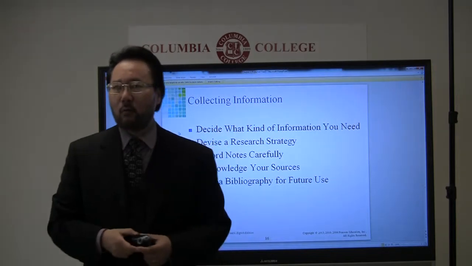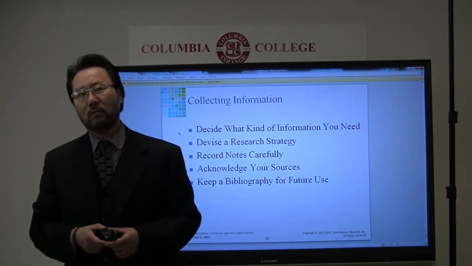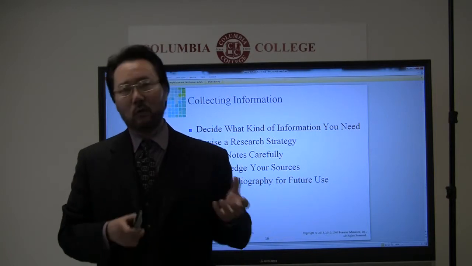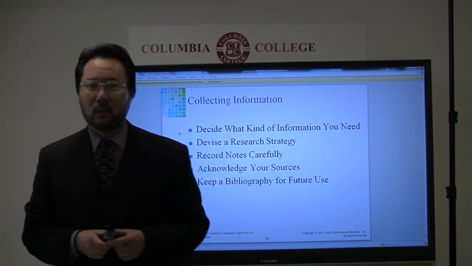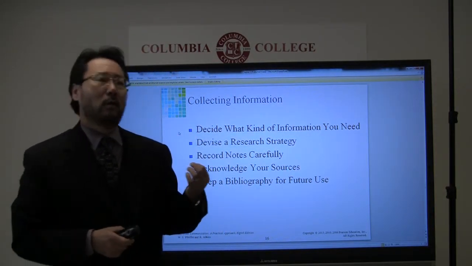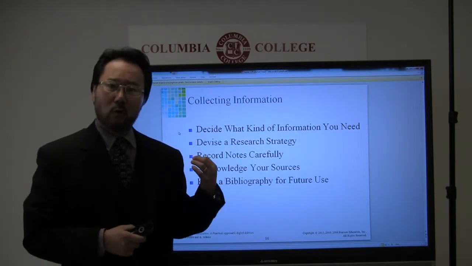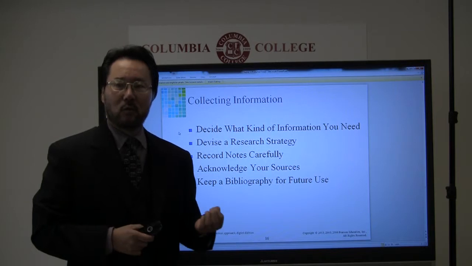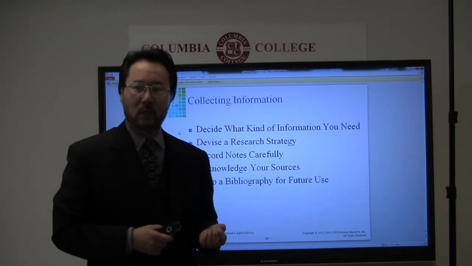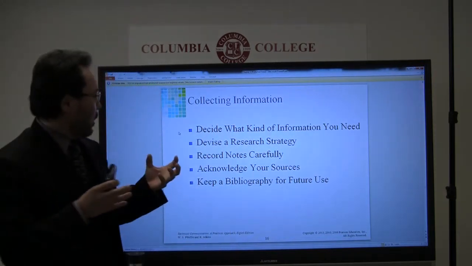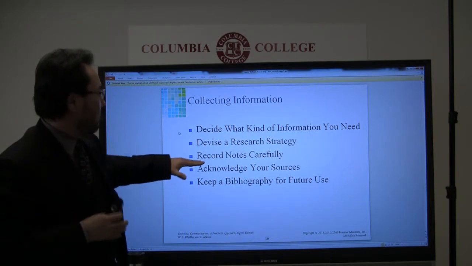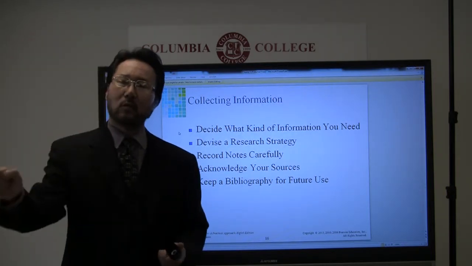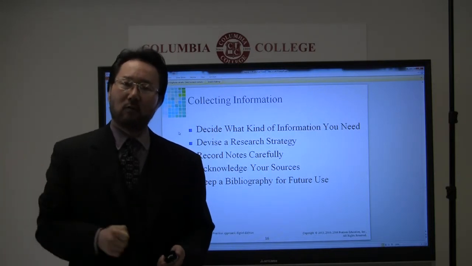Google has a regular Google site, and they also have Google Scholar, which goes into a little more detail. If you'd like to do more extensive research, you should also use Google Scholar. Then once you have found all the information, you have to record notes carefully. You have to write next to it where you found that information.